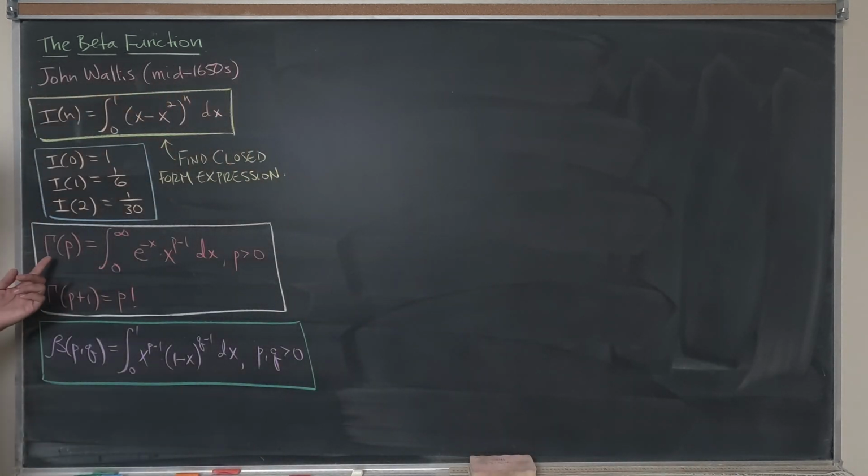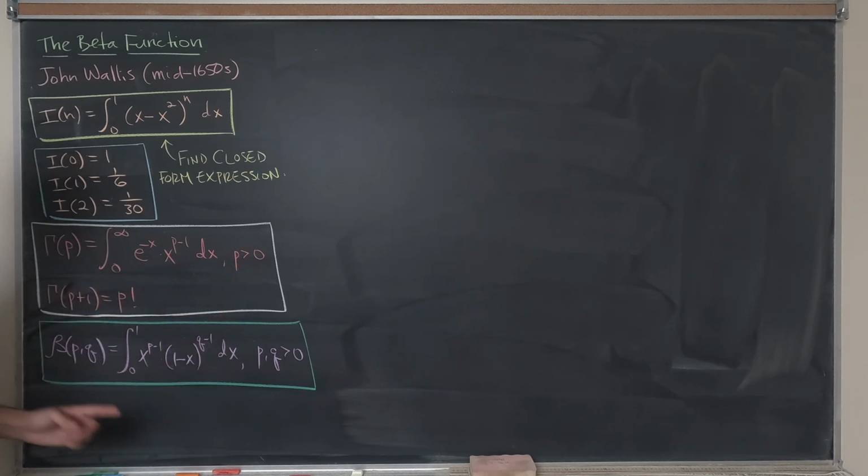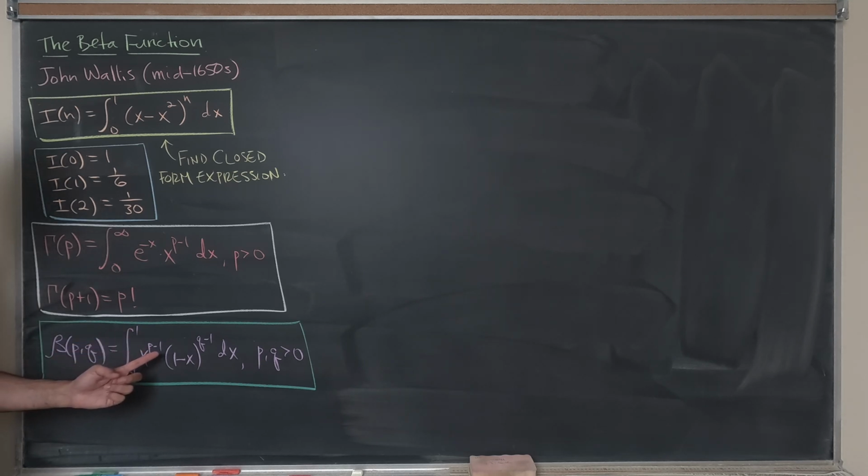Let's first recall that the gamma function, gamma of p, is the integral from 0 to infinity of e to the minus x times x to the power p minus 1 dx, where p is positive. And interestingly enough, gamma of p plus 1 is just another way to write our factorial function, so this equals p factorial. As well, we're going to define the beta function right here. Beta of the parameters p and q is the integral from 0 to 1 of x to the power p minus 1 times 1 minus x all to the power q minus 1 dx, where p and q are positive.